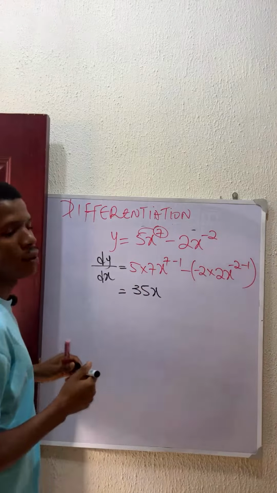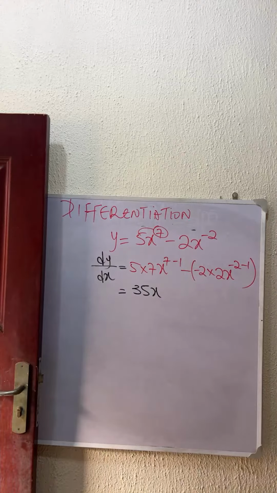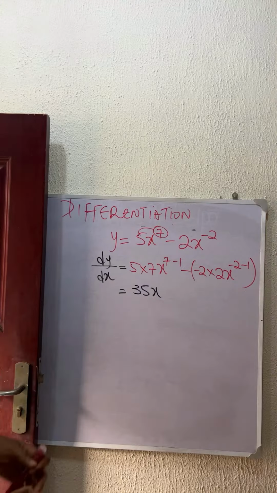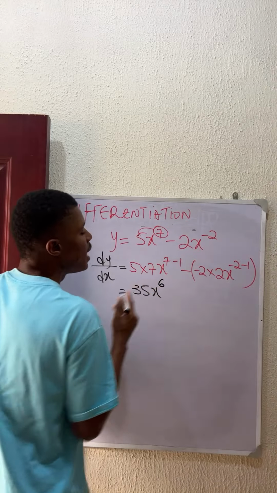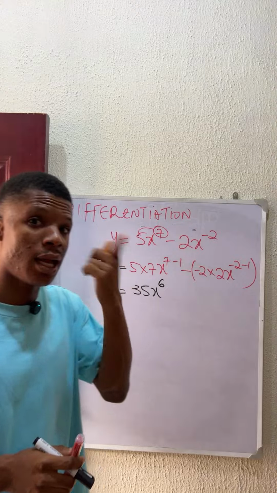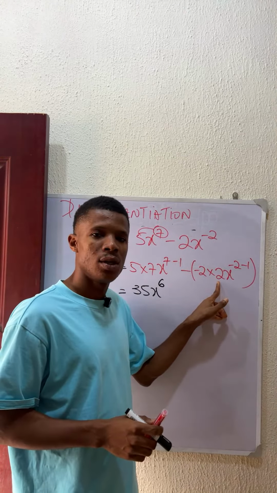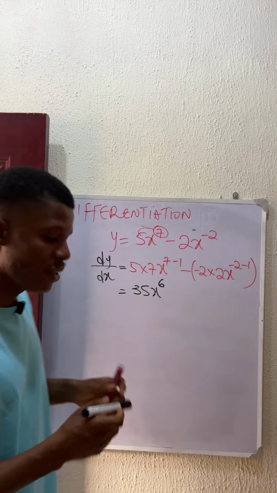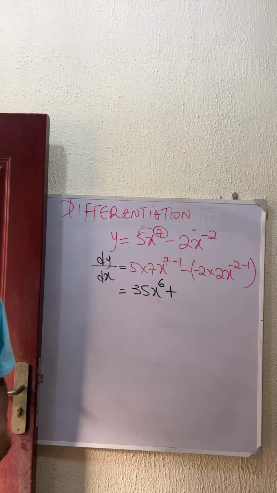7 minus 1 is what? What is 7 minus 1, guys? If you are following, 7 minus 1 is 6. So you write 6. Then if you look here, for you not to make a mistake, you should think well and look at it. We have minus 2 times 2. So minus first is giving us a plus. So put a plus. Your safety is guaranteed.